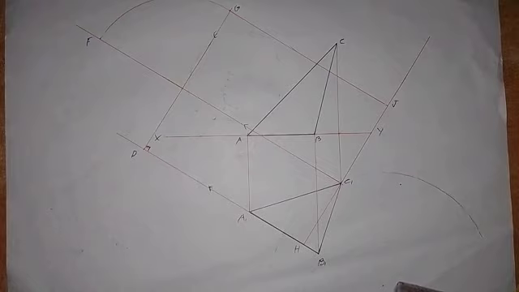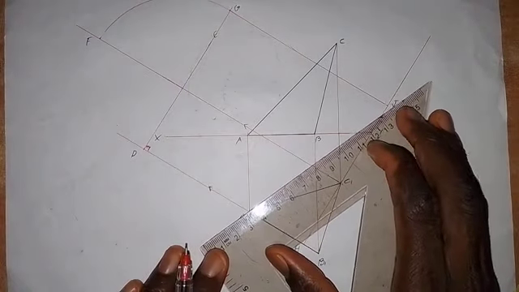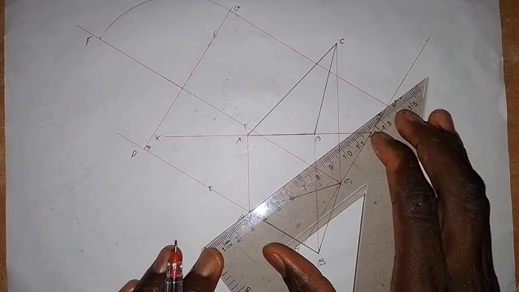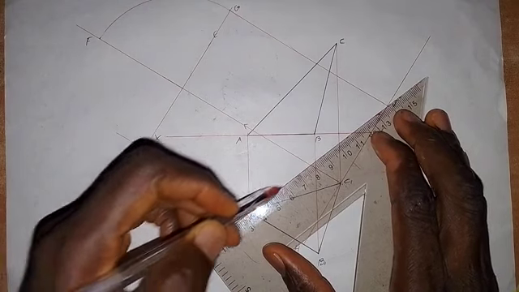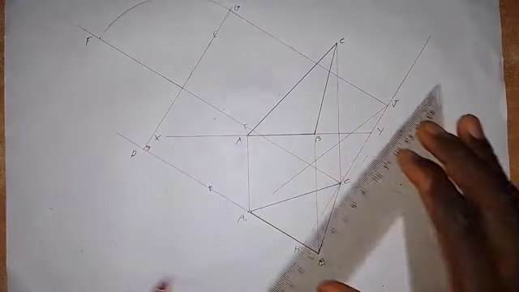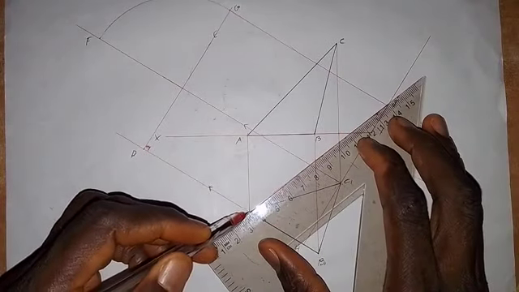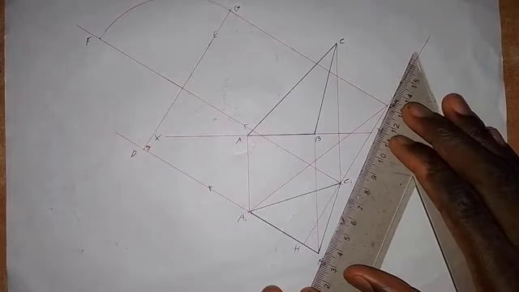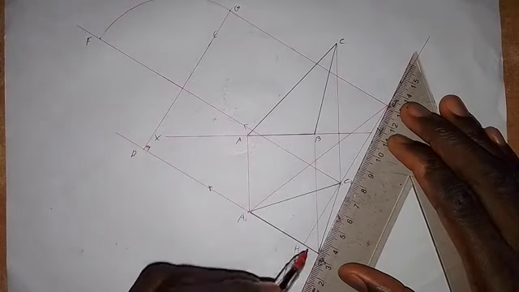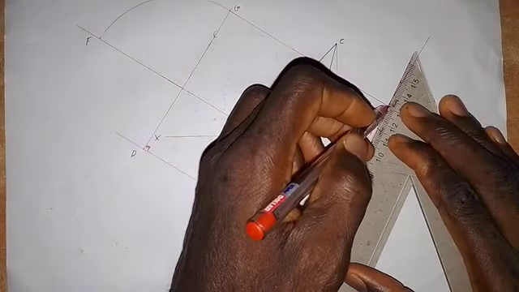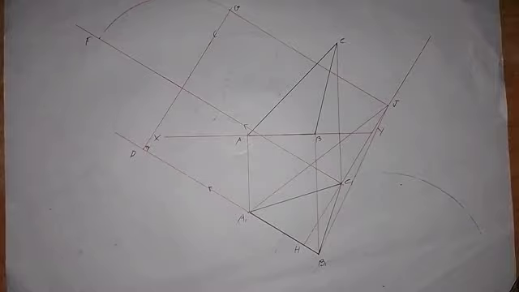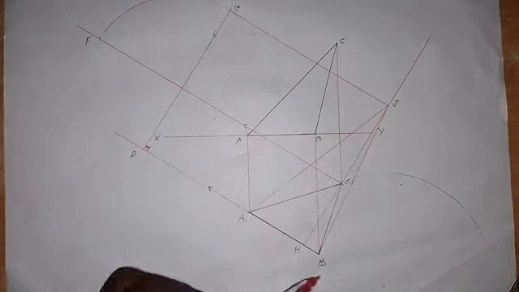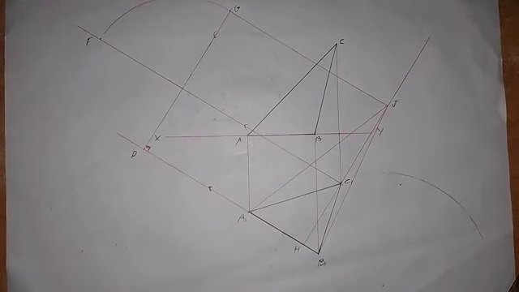So what I'm going to do now is connect A1J together like this, and I will connect B1J together like this. Okay, like this. So the required true shape of this triangle is A1JB1. That is the required true shape of the triangle.